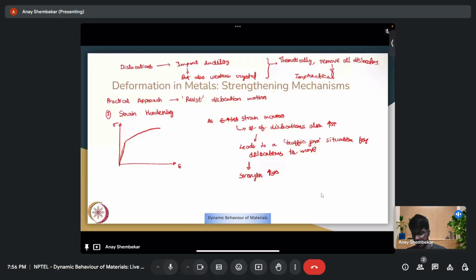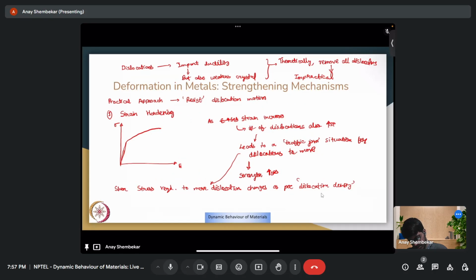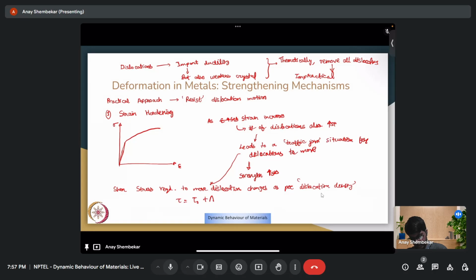Because of this traffic jam sort of situation, the shear stress required to move a dislocation changes as per the dislocation density. You can think of it as how many dislocations per unit of the material. So you have tau is equal to tau naught plus alpha root rho, where rho is your dislocation density. So this is one way. This is the more natural way, so to speak.